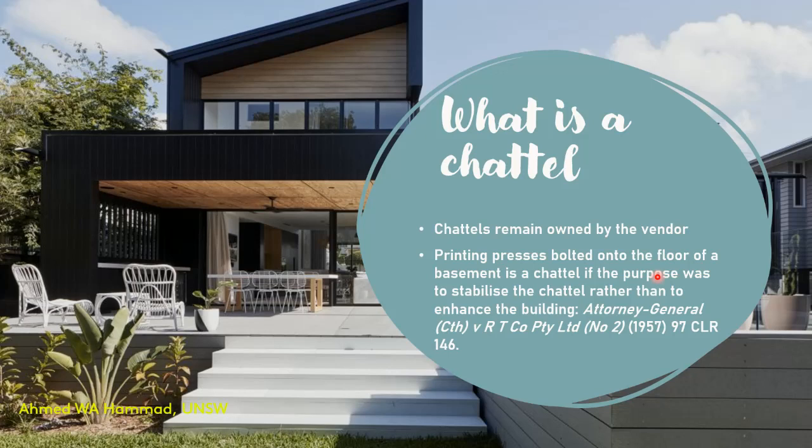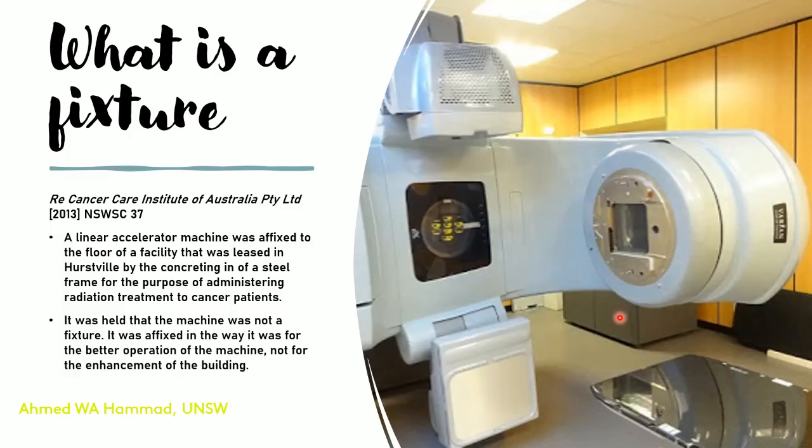And this case that you see highlighted on the screen demonstrates this, where you had printing presses that were bolted onto the floor. The purpose was determined by the courts. The purpose of the presses that were bolted onto the floor was to stabilize the chattel rather than enhance the value of the building. So if it were to enhance the value of the building, then it would have been considered as a fixture, but in this case it was just to stabilize that item, and hence it was considered as a chattel.